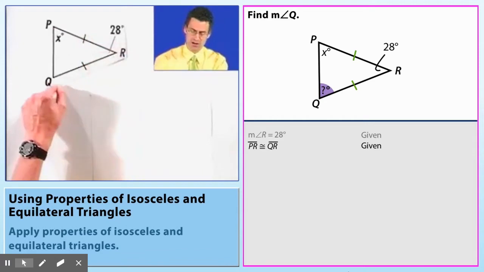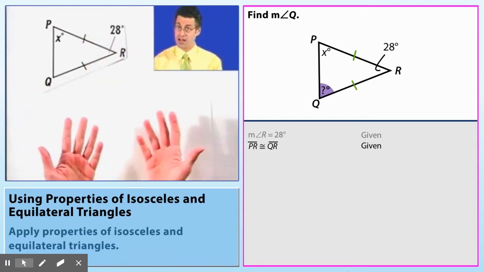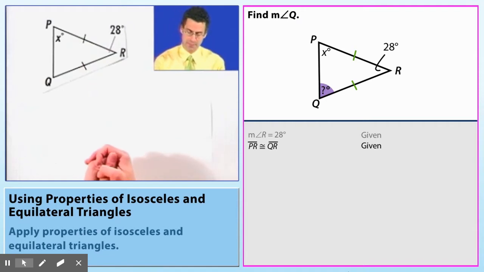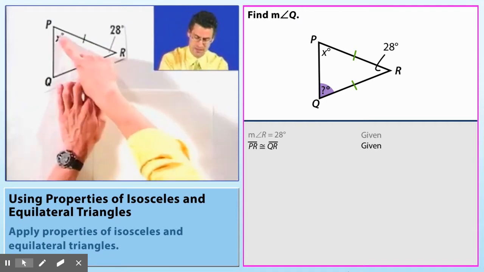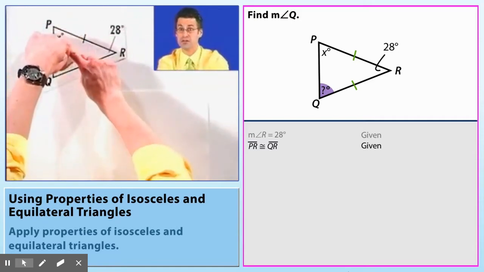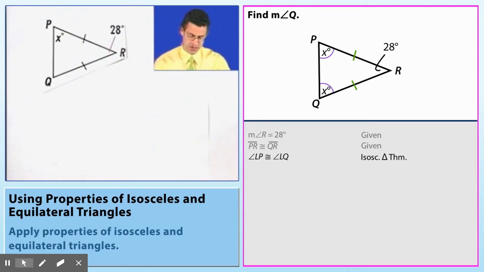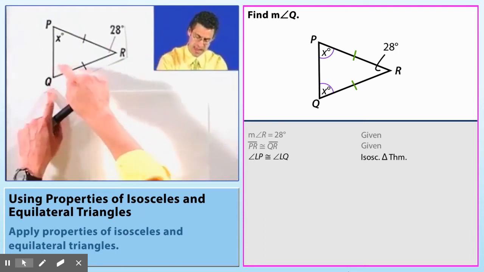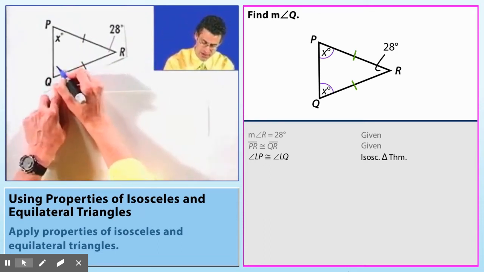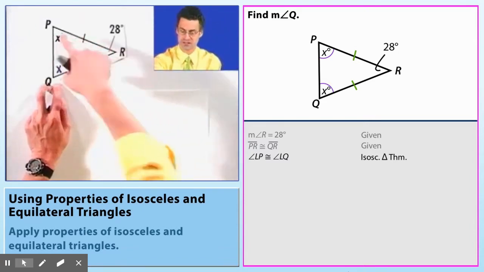So since these are congruent, I know this is an isosceles triangle, and by the isosceles triangle theorem, I know that the opposite angles, in this case the P and the Q, are going to be congruent. That means they have the same measure. So automatically, I can assert that this angle Q has measure x degrees. And why? Because we're told that angle P has measure x degrees.